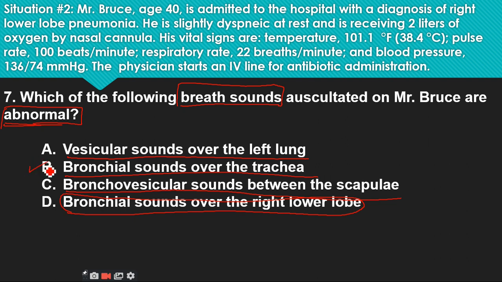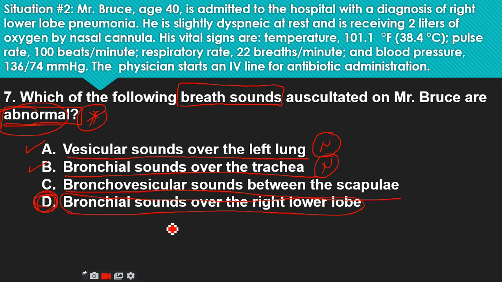We're looking for a wrong answer here because we're looking for abnormal breath sounds for the patient. Bronchial sounds over the trachea are actually expected. This is considered to be normal. Your letter A is also normal because you will hear the vesicular sounds over the left lung. So it's between C or D. The best answer is letter D.